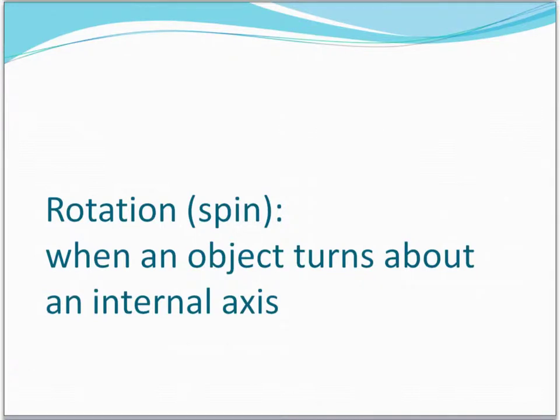Alright, our first definition word is rotation. This is when something is spinning, when an object turns about an internal axis. So if I was going to stand in front of the class and spin in little circles and you put a line straight through my body, I would be spinning through my internal axis. Like the Earth spins around its internal axis once every 24 hours.